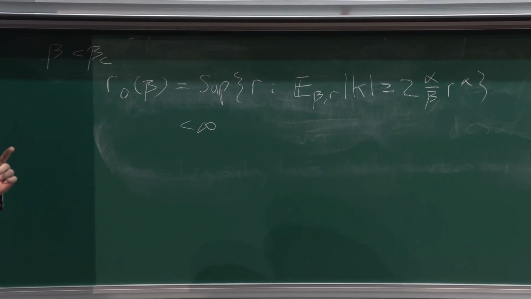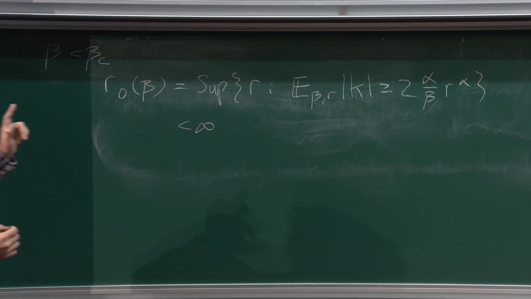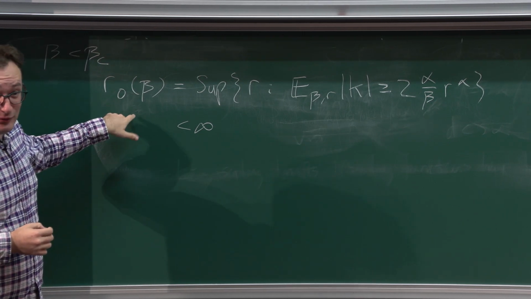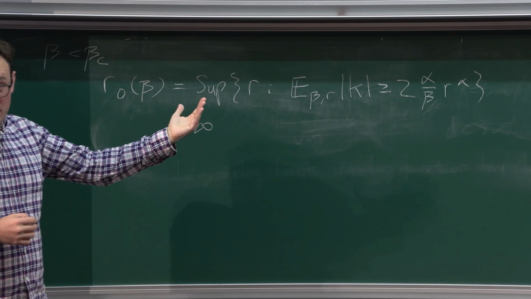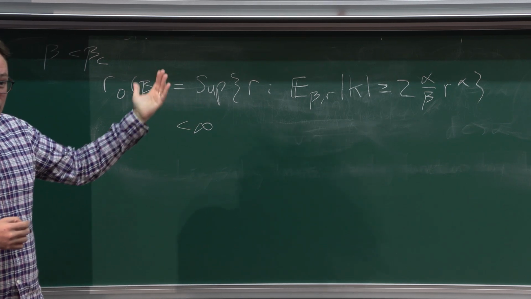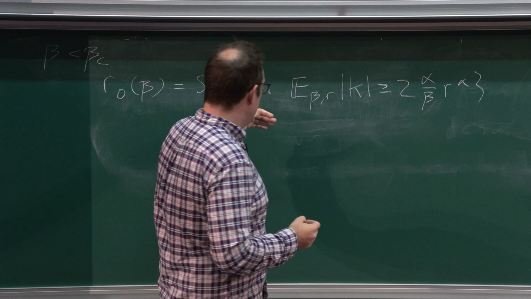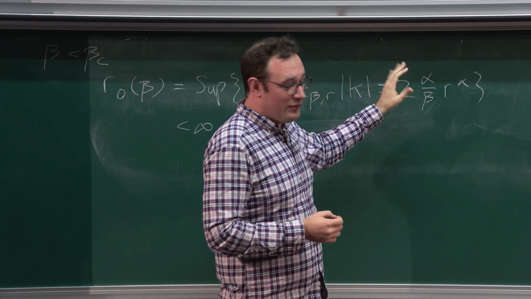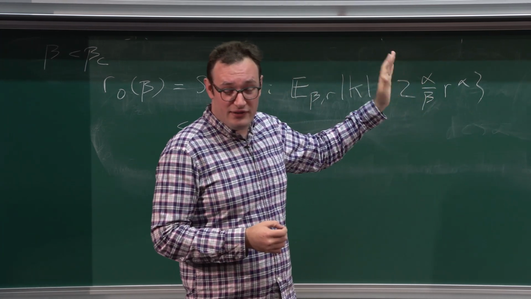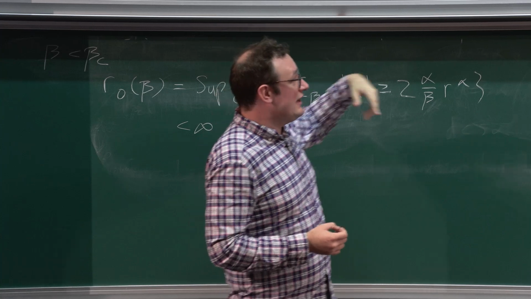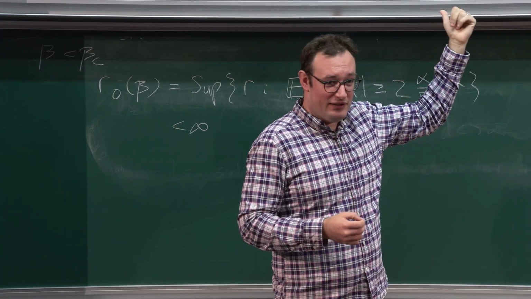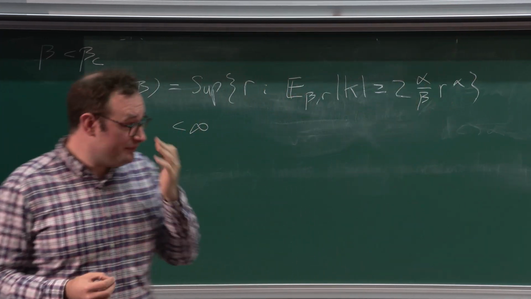Now, to conclude the proof, what we need to show is that in fact R0 is uniformly bounded. It does not blow up as beta approaches beta c. If I can show that, then I'm actually done. Because I'll get that the estimate the other way around holds for all r bigger than some constant at beta c. That ensures that the error goes to 0, and therefore I can analyze the ODE a second time.